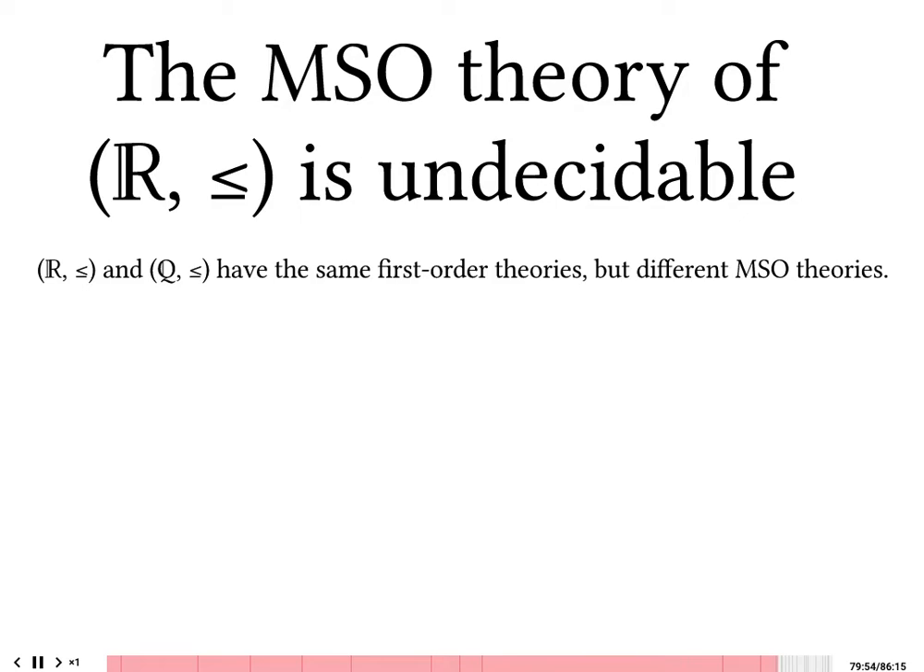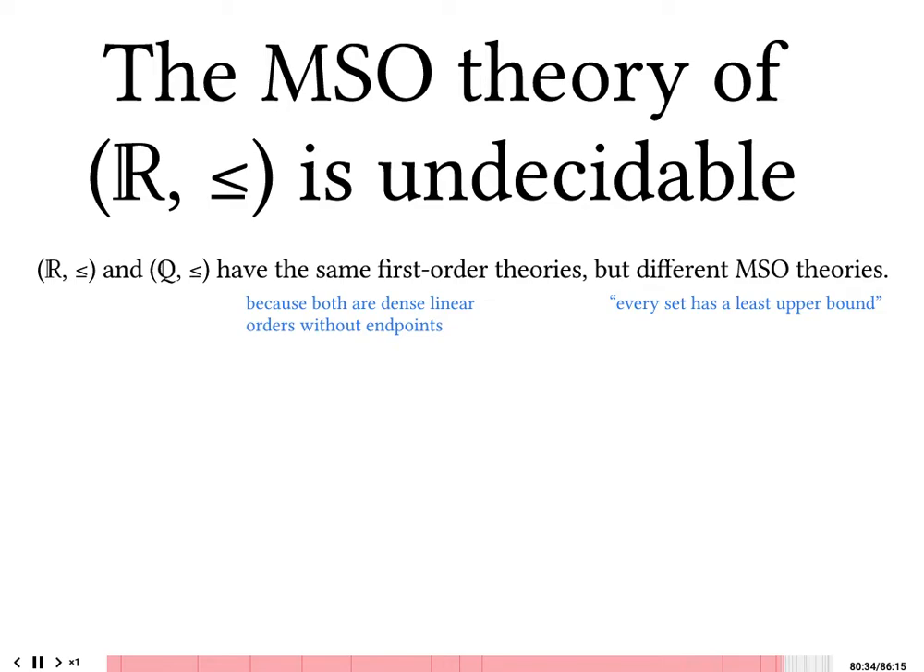Now, I think this is kind of strange. For example, if you think about first-order theories, not MSO theories, then the real numbers and the rational numbers satisfy the same first-order sentences. It's easy to see; you can play an Ehrenfeucht-Fraïssé game between the two. But this does not extend to MSO theories. For example, the basic property of the real numbers, saying that every set has a least upper bound, is an MSO sentence which is true in the real numbers but not true in the rational numbers.